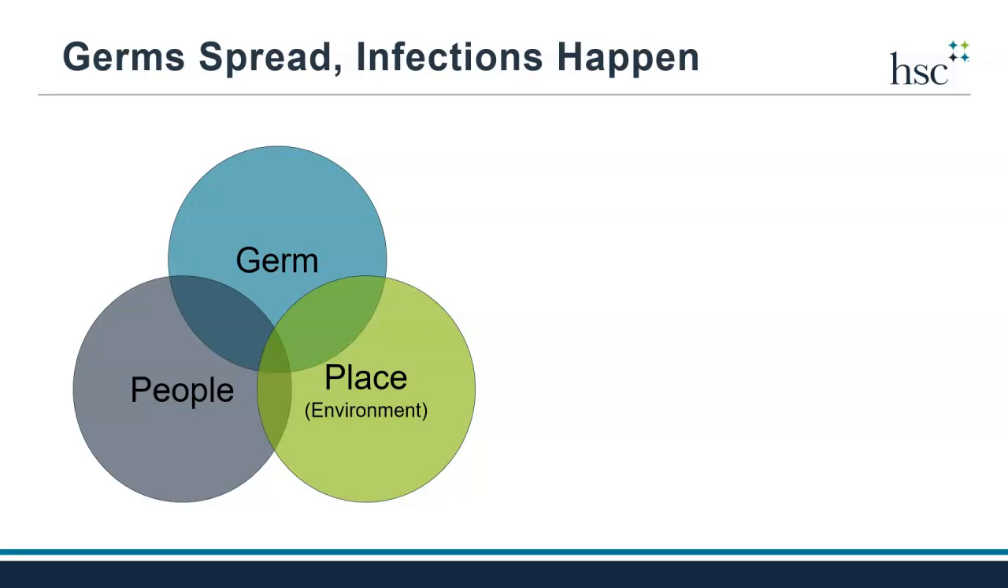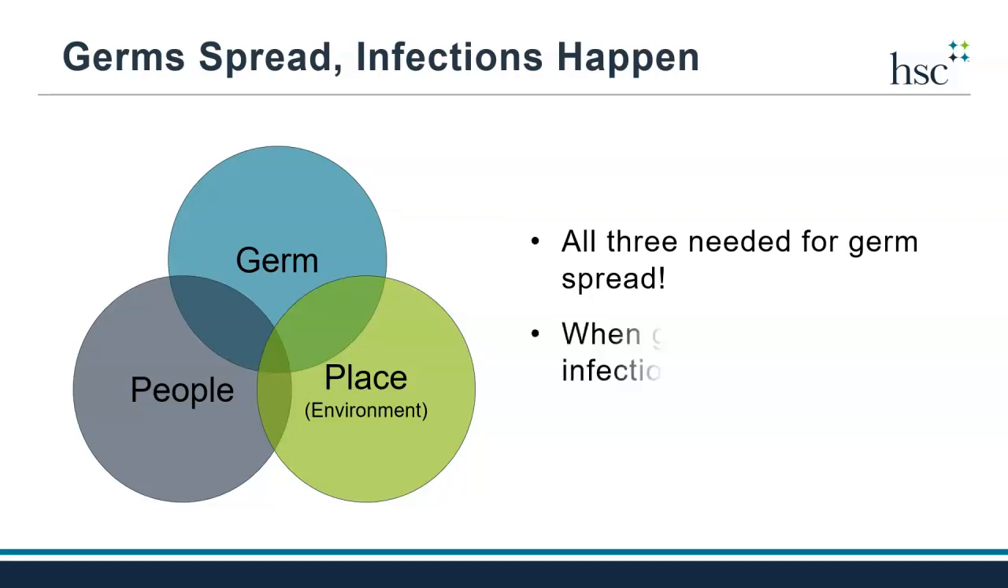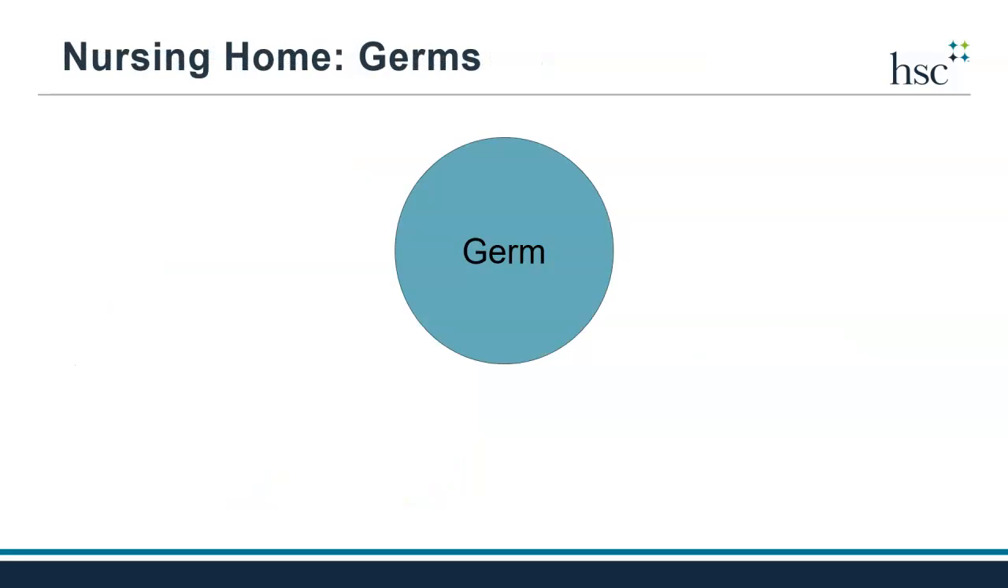It's important to keep in mind for germs to spread, germs and people need to come together in a place where both people and germs live. So all three, the germs, people, and the place, are needed for germ spread. And of course, when germs spread, infections can happen. There are many types of germs and infections that are commonly found in nursing homes.